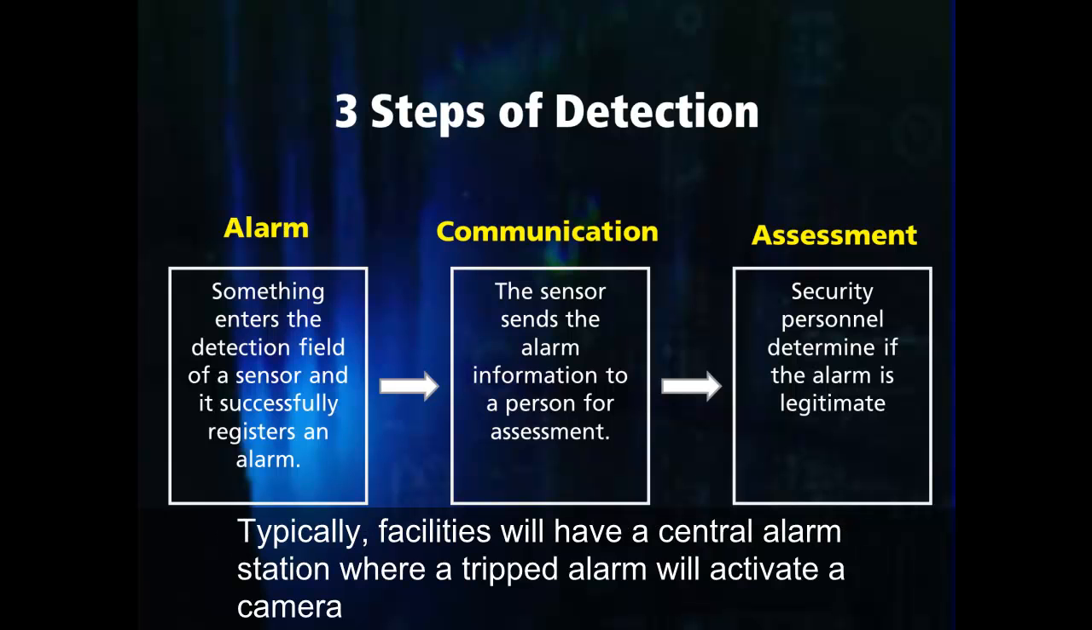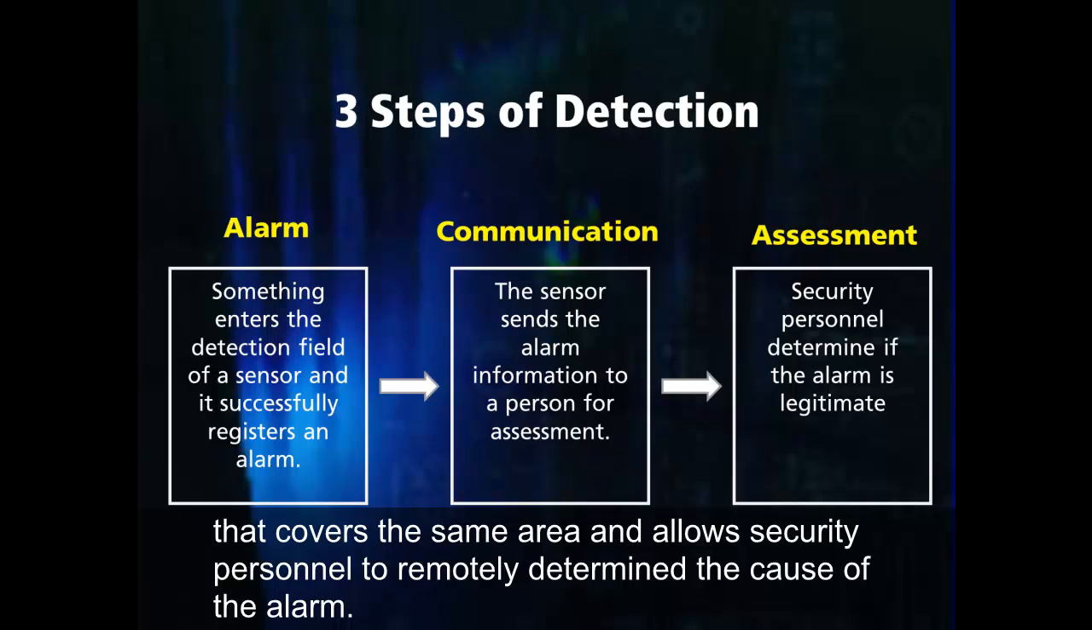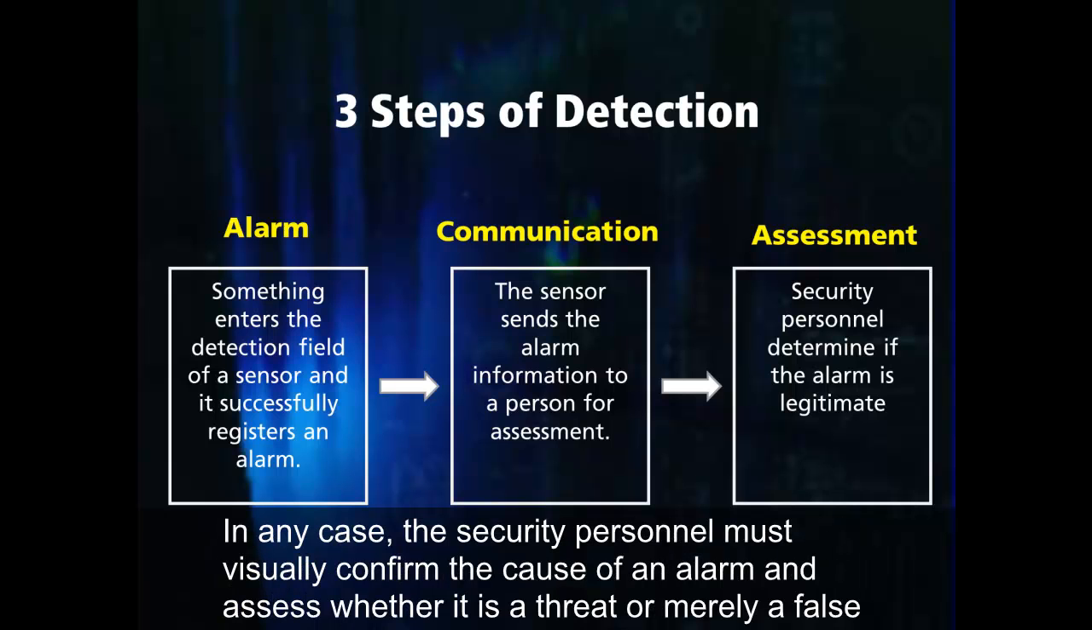Typically, facilities will have a central alarm station, where a tripped alarm will activate a camera that covers the same area and allows security personnel to remotely determine the cause of the alarm. In any case, security personnel must visually confirm the cause of an alarm and assess whether it is a threat or merely a false alarm.